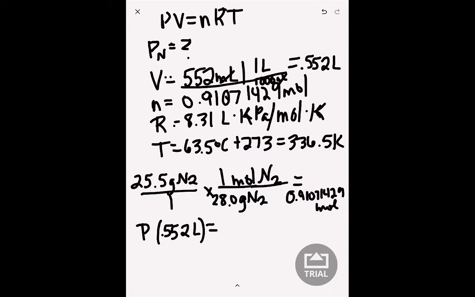So P is what we're solving for, times 0.552 liters is equal to our N, which is 0.9107142 moles. Our R is 8.31, and I'm not going to put all those units right here because I don't have room. And then our T is 336.5 Kelvin. Okay, so to solve for this, we're going to have to divide both sides by 0.552 liters.